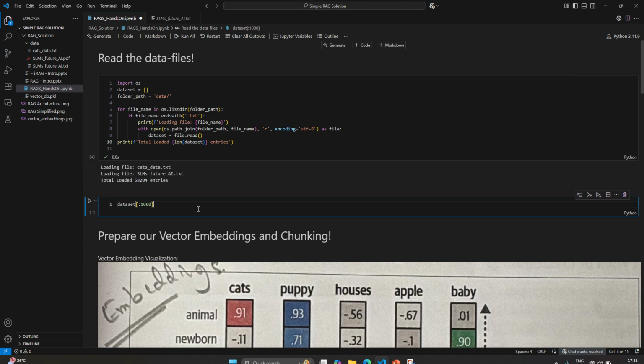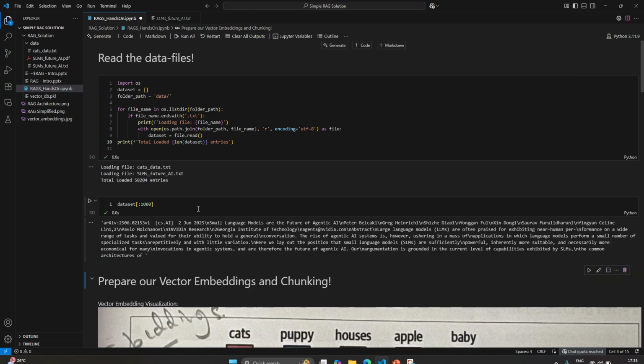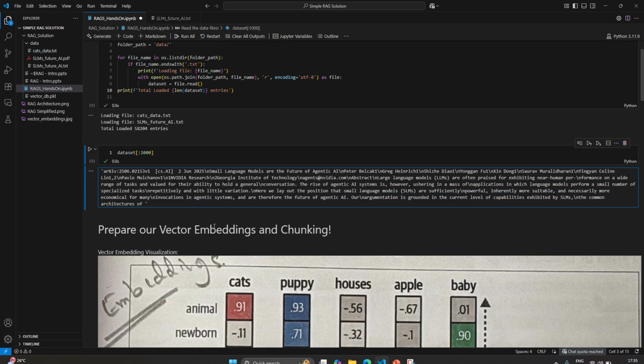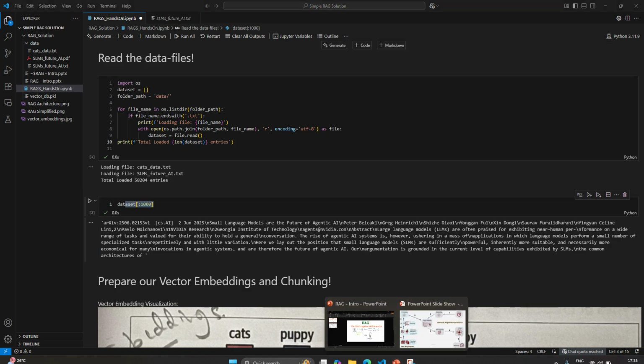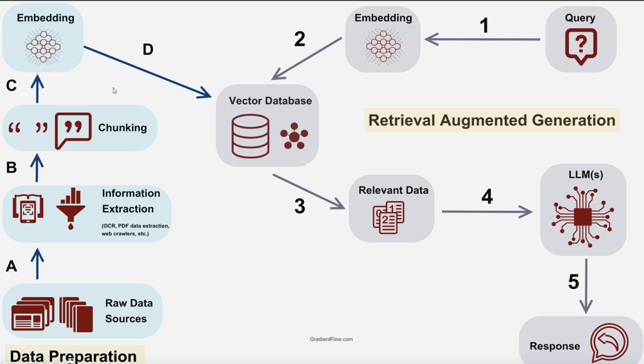Just look at the first few thousand words. We get to see, okay, this is a small language model, future of agentic AI, SLM is sufficiently powerful, inherently more suitable, and so on. Now our dataset is ready up till over here, but we are yet to do chunking, and we are yet to do vector embedding.